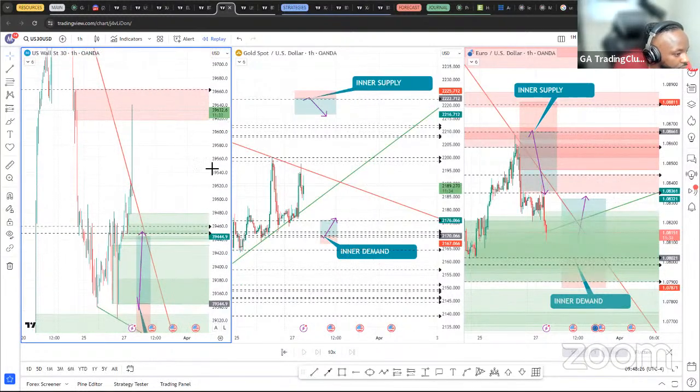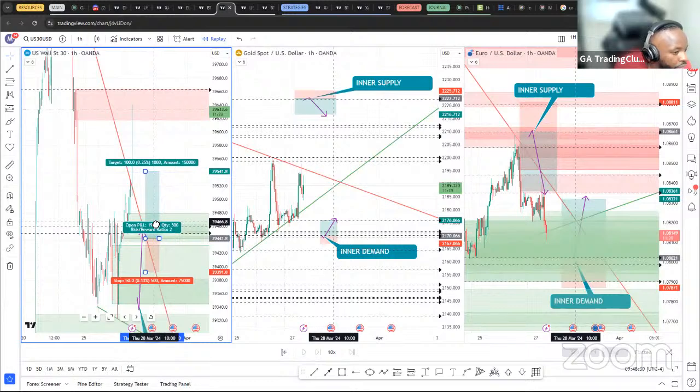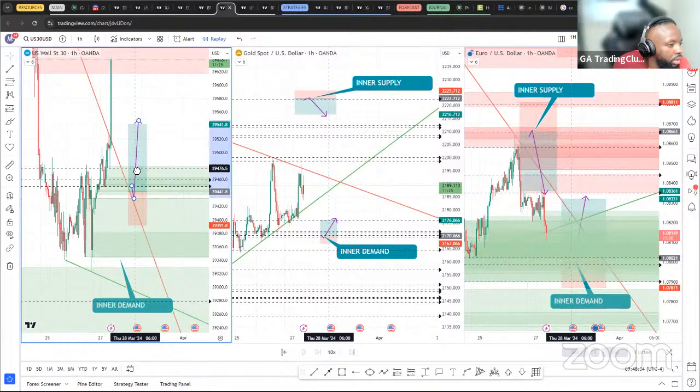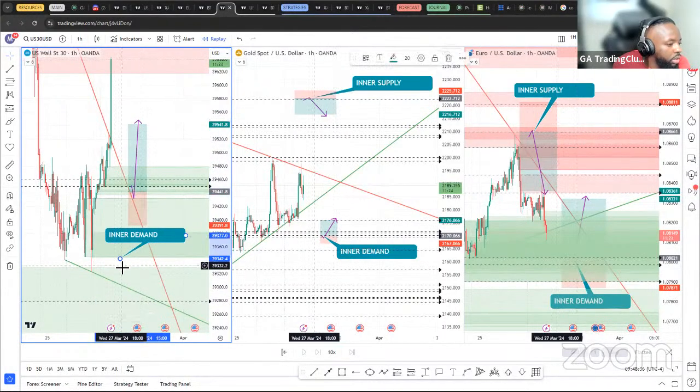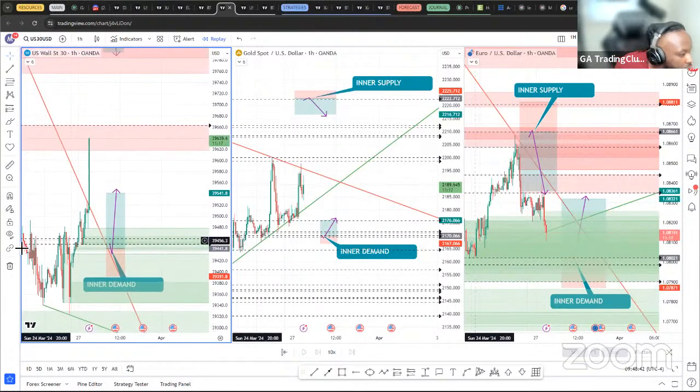Hourly buy for US30 moves up to 39,441. And this goes up there. So need to put an alert here.